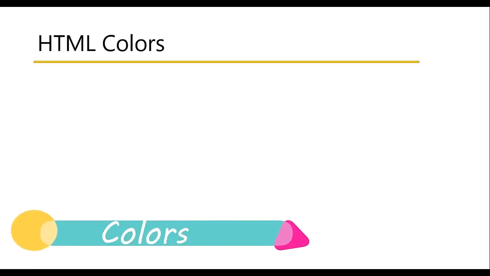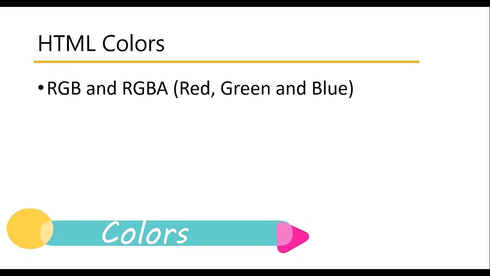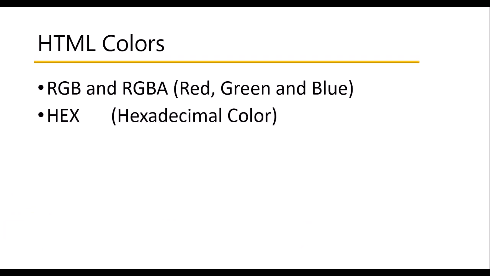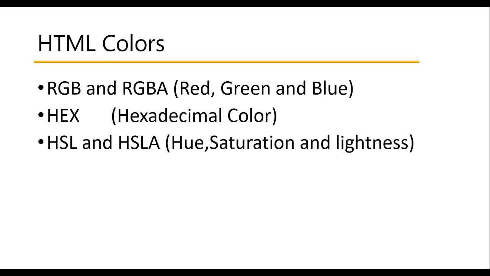HTML colors are specified with predefined color names, RGB or RGBA, which is red, green and blue, HEX, which is hexadecimal color, HSL and HSLA, which is hue, saturation and lightness. So first let's jump over to the RGB color, RGB and RGBA.